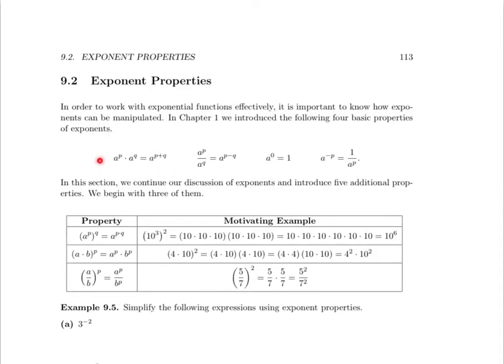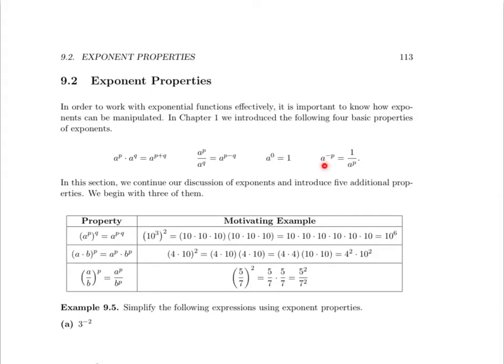First of all, if you have a quantity a raised to the p times the same quantity a raised to the q, you can calculate the answer by taking a and raising it to the p plus q. If you have a to the p divided by a to the q, you can calculate the answer by simply taking a raised to the p minus q. If you take a number a and raise it to the 0 power, you always obtain 1.